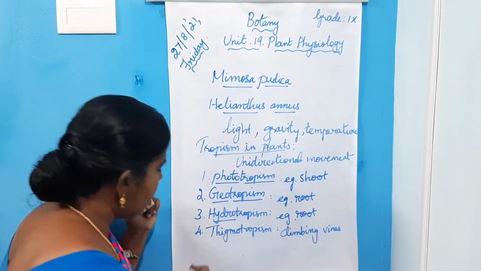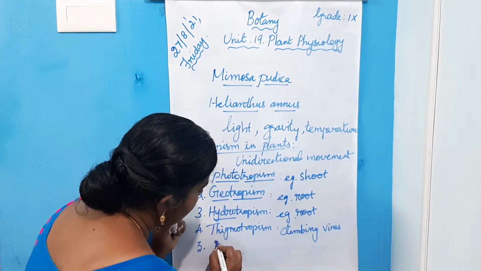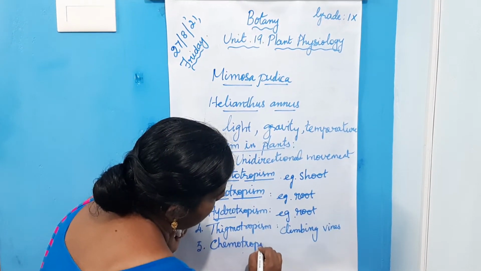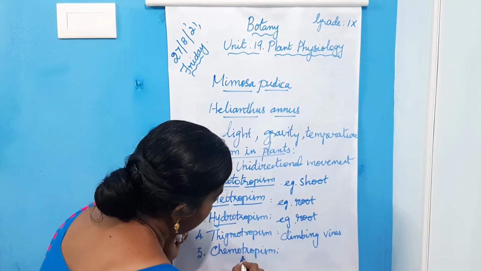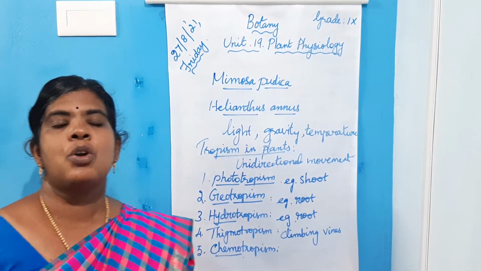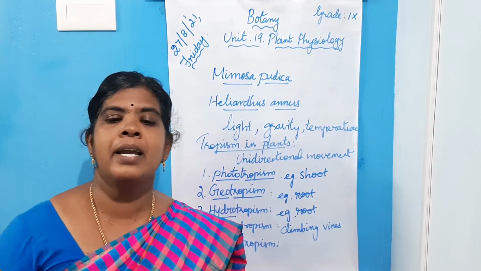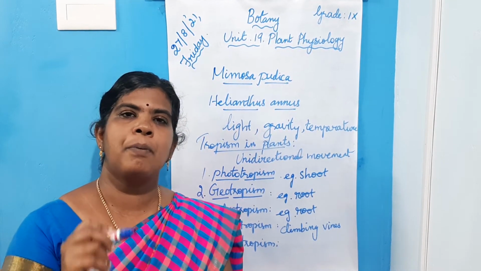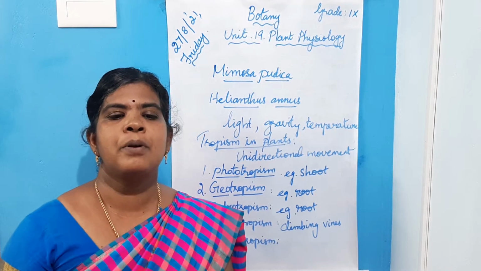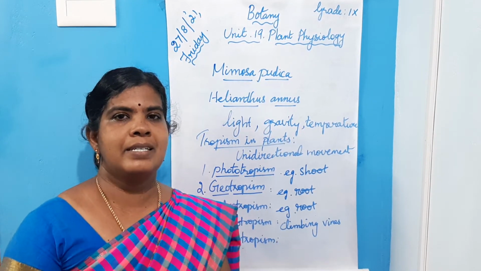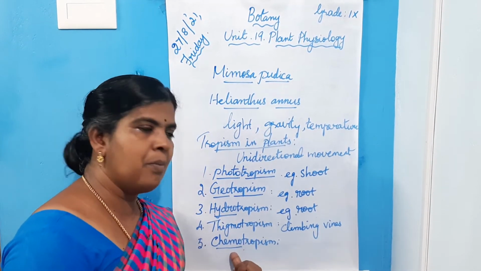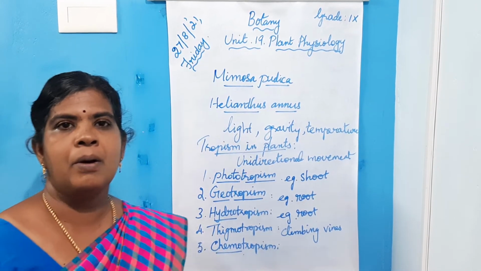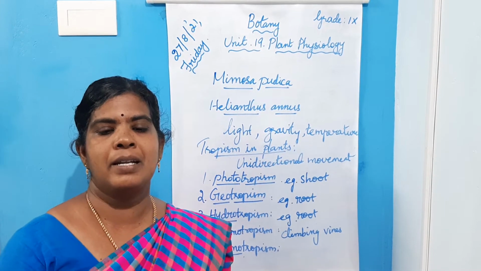Next one is chemotropism. Chemo means chemical. Tropism means movement. This is the movement of a plant or part of a plant in response to chemicals. That is chemotropism. The movement of a plant part in response to chemicals.